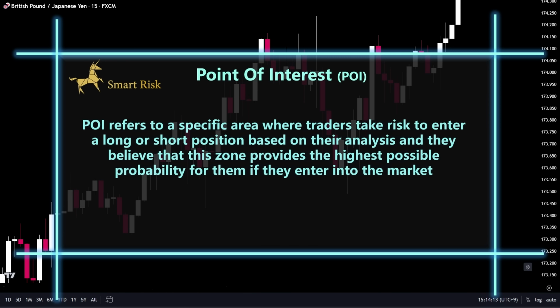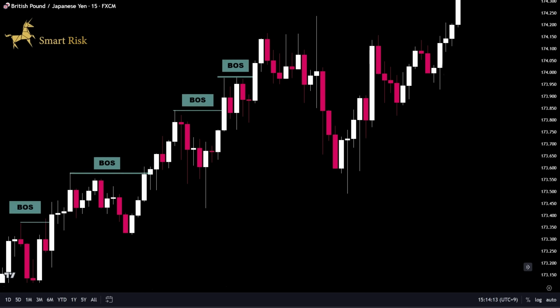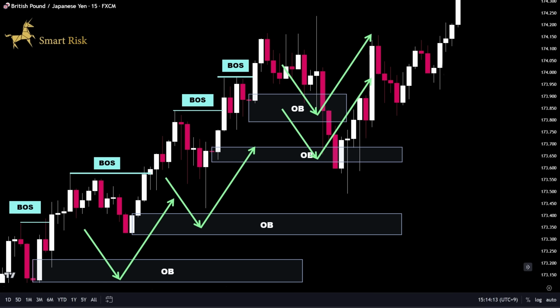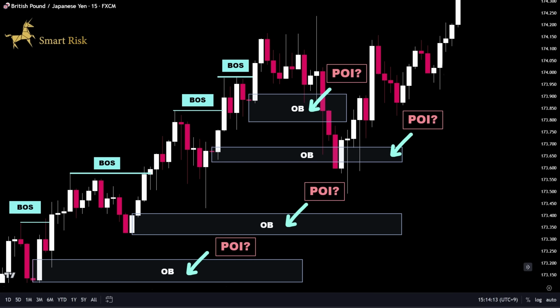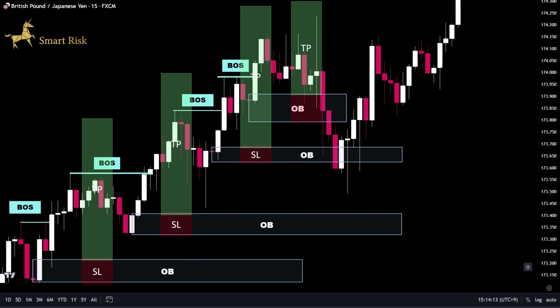POI refers to a specific area where traders take risk to enter a long or short position based on their analysis, and they believe that this zone provides the highest possible probability for them if they enter into the market. Some smart money traders believe that when the market breaks a structure and forms an order block, there is a perceived high probability that the price will respect that order block, and they consider order blocks as POI areas. Consequently, these traders place their buy or sell orders at the order blocks, anticipating that the price will activate their orders and initiate a reversal from those specific areas.